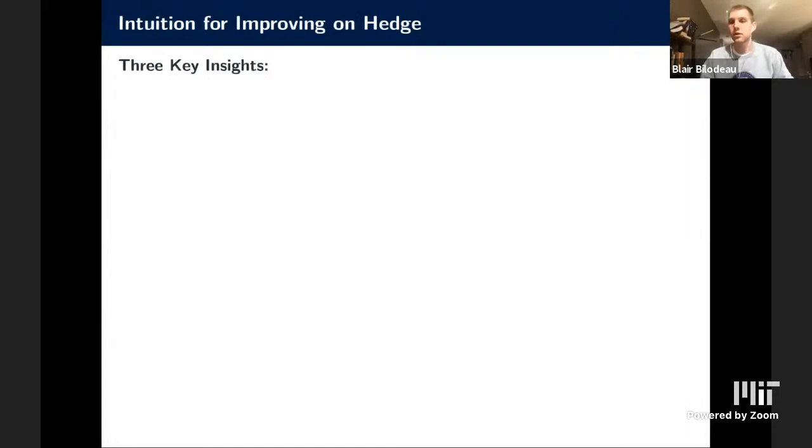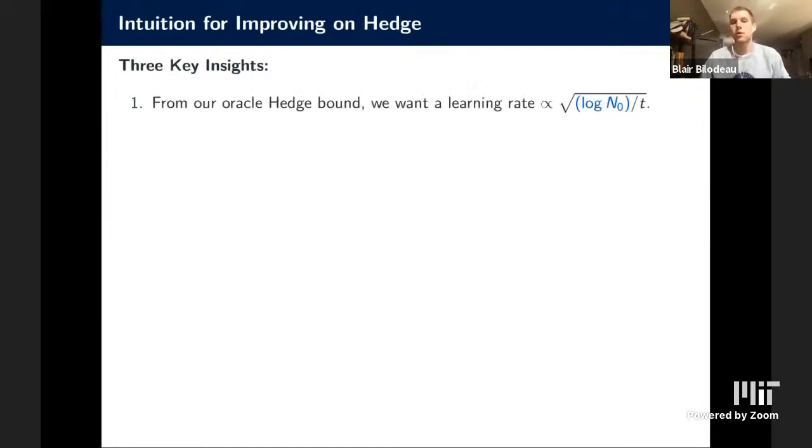So to give some insight on how we're going to modify Hedge to get an optimal algorithm, the first thing is that from the oracle Hedge bound, so when Hedge knew in advance what n0 was, we saw that the learning rate to pick is square root of log n0 over t. So we would hope to be able to pick something like that without knowing in advance what n0 is.